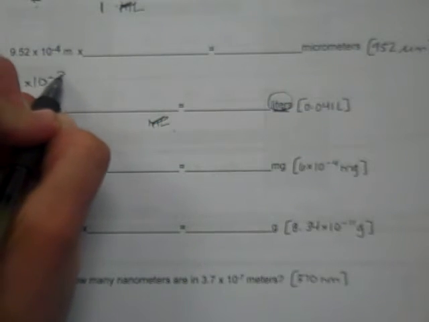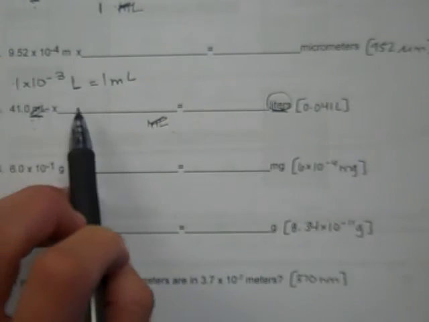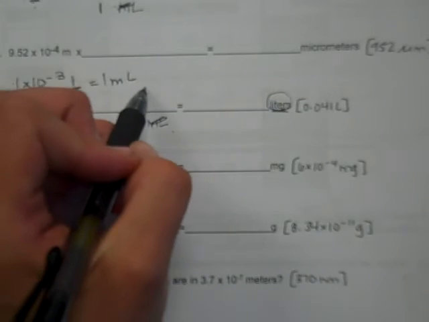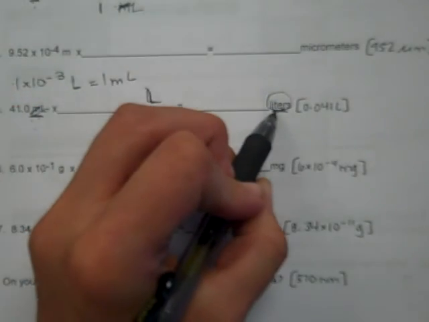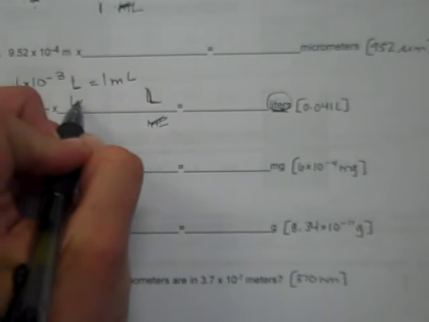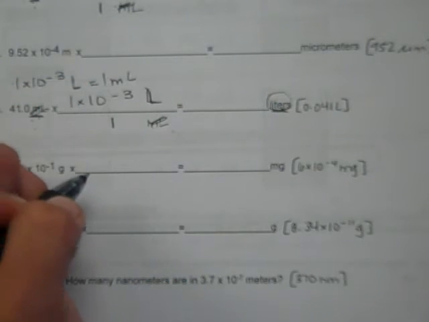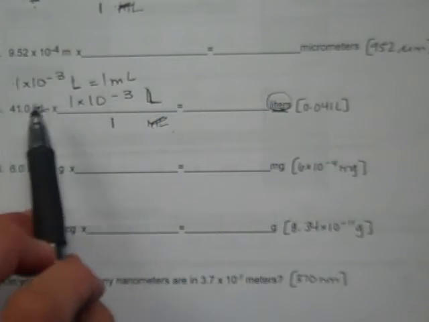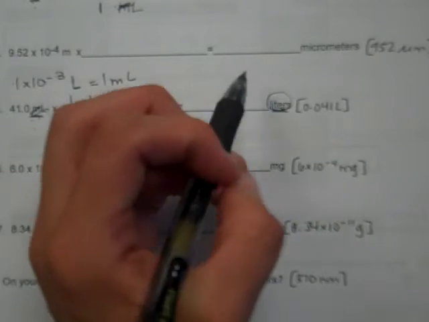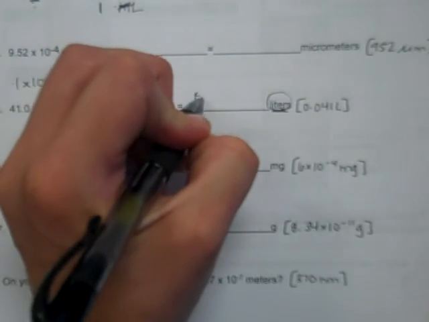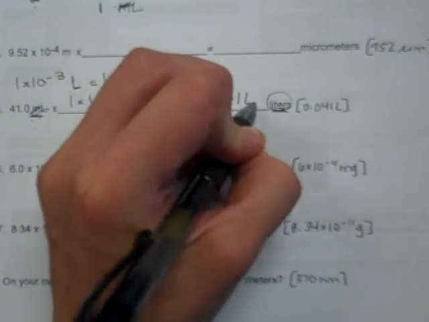But I need to have a conversion factor. So I know the multiplier for milli is 1 times 10 to the negative third. There is 1 times 10 to the negative third liters for every 1 milliliter. So this unit, liters, goes in my numerator because it's the unit I'm trying to get. So 4.1 times 1 times 10 to the negative third gives you 0.041 liters.